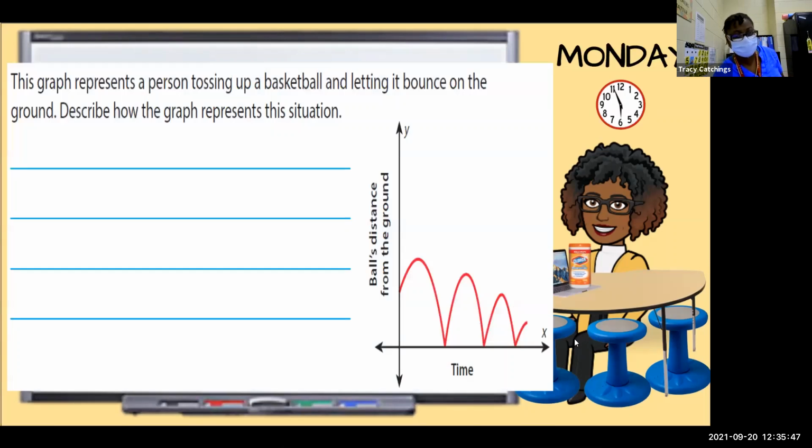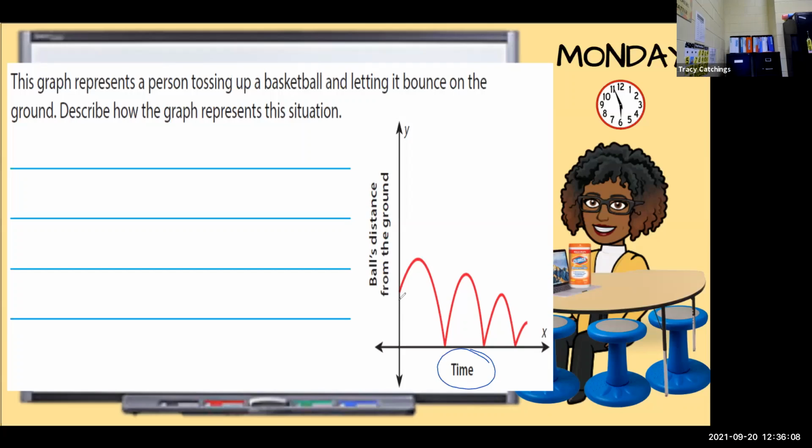You just didn't finish. Okay, so the first question we're looking at says the graph represents a person tossing up a basketball and letting it bounce on the ground. They want us to describe how this graph represents this situation. Now, based on our notes, we don't have any numbers.